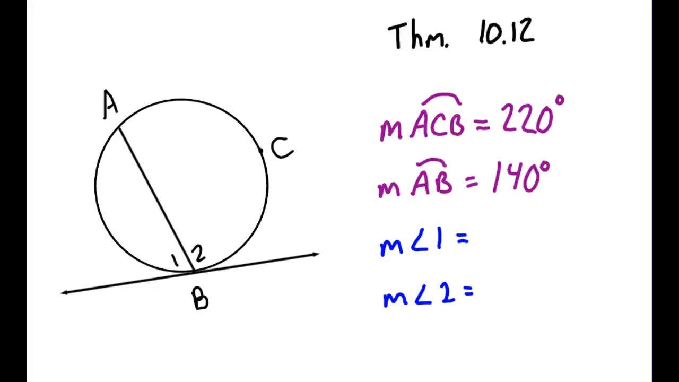Now we're going to use theorem 10.12, which gives us an equation we can use to find the measure of these two angles that are created by the chord and the tangent line. First, if we want to find the measure of angle 1, that is going to be equal to 1/2 times the measure of the arc it intercepts. So if we know the measure of arc AB is 140 degrees, multiply that by 1/2, you get the measure of angle 1 to be 70 degrees. Same idea to find the measure of angle 2. We know the measure of the arc it intercepts is 220 degrees. If we multiply that by 1/2, we get a result of 110 degrees.